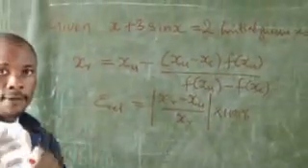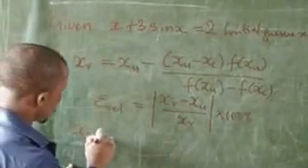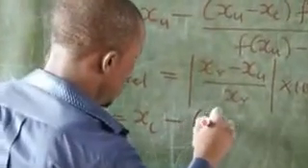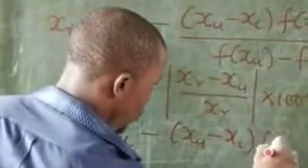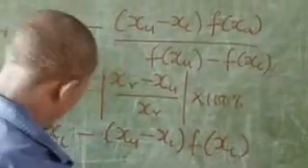But if you're using the other formula, which is xr equals xl minus xu minus xl, can you try this? f of what? Good. f of xl, because of this.